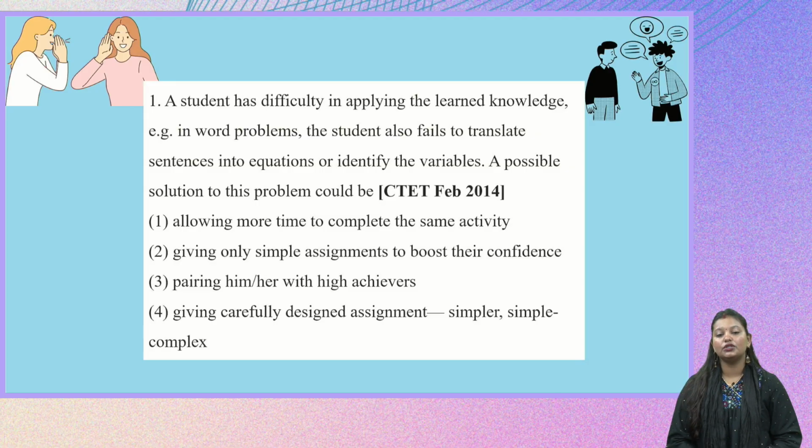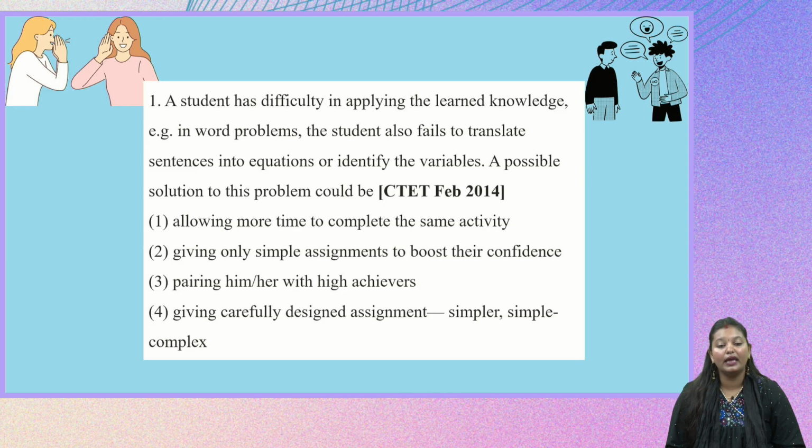A possible solution to this problem could be: whenever the learner is coming across a word problem, they face difficulty in applying the learned knowledge. The student is failing to translate the sentences into equations and is unable to identify the variables as well. So, the options in front of us here are allowing more time to complete the same activity, giving them longer duration to address that particular question, and giving only simple assignments to boost their confidence so that the child feels better. We will just give them easy questions all throughout and enhance their confidence.